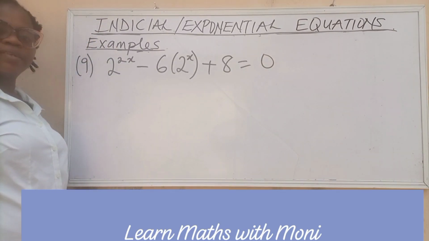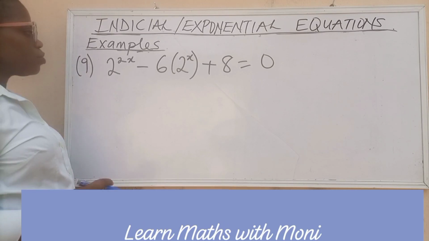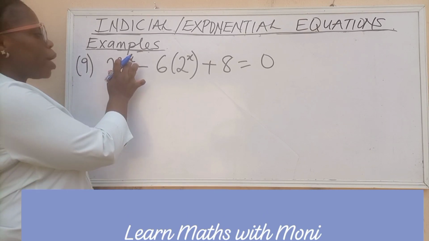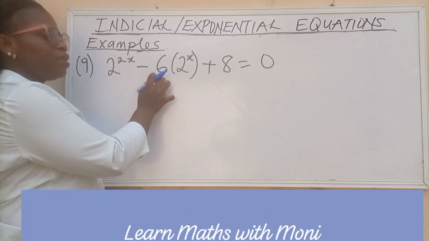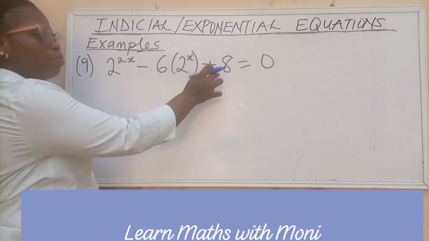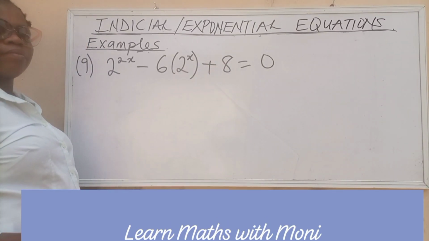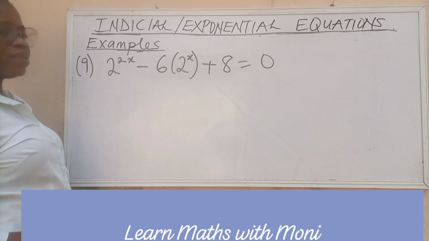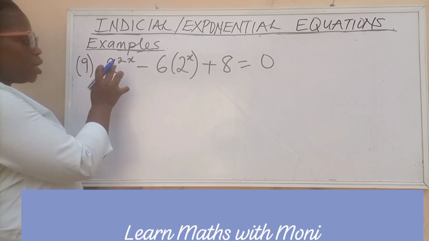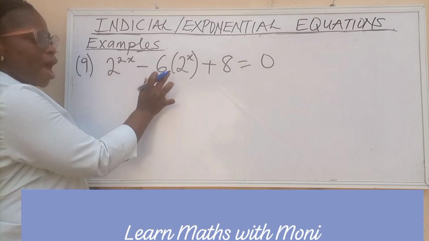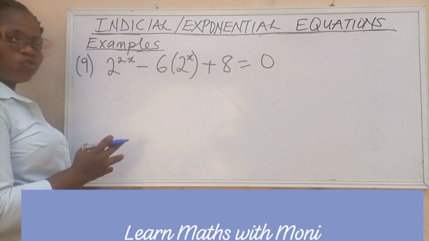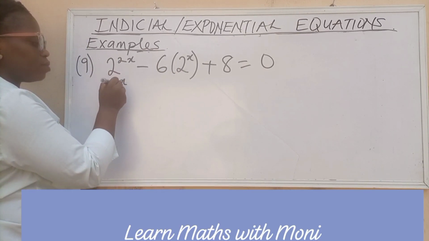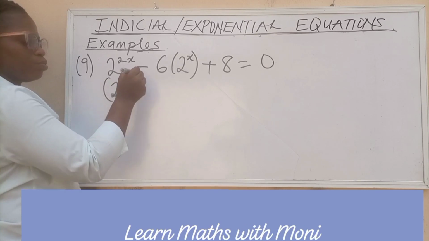Now we have graduated a little bit. Let us look at this exponential equation. 2 raised to power 2x minus 6 into 2 raised to power x plus 8 equals to 0. This is how I will go about it. In 2 raised to power 2x, I can see 2 raised to power x. So I coin it out first. This is 2 raised to power x raised to power 2.